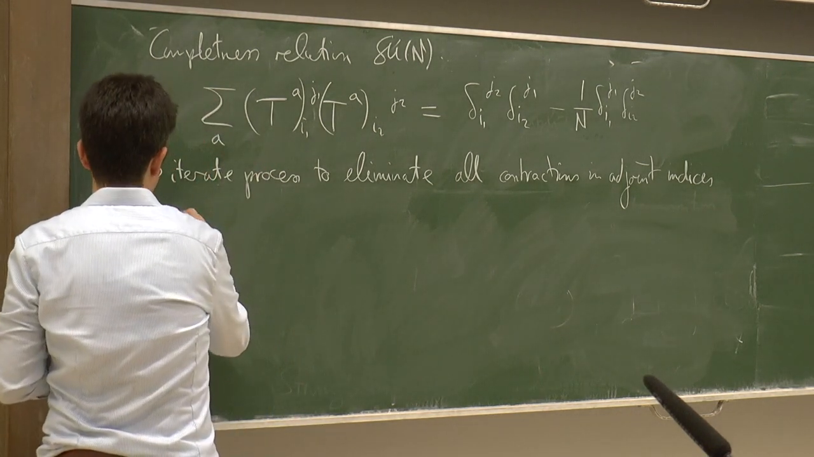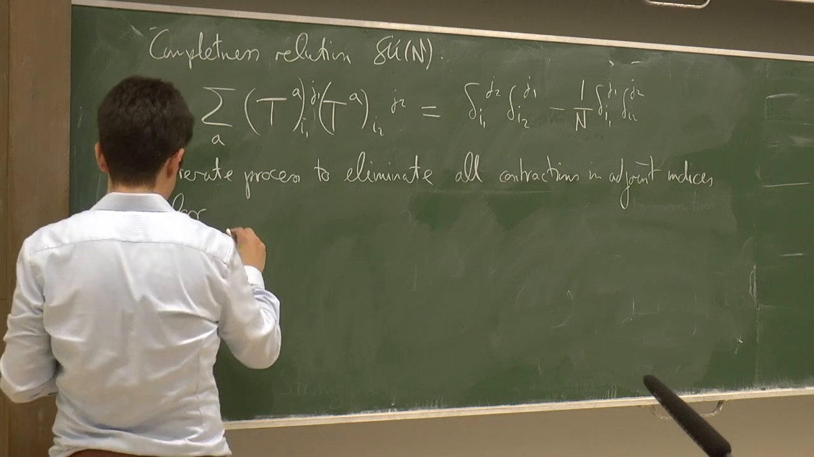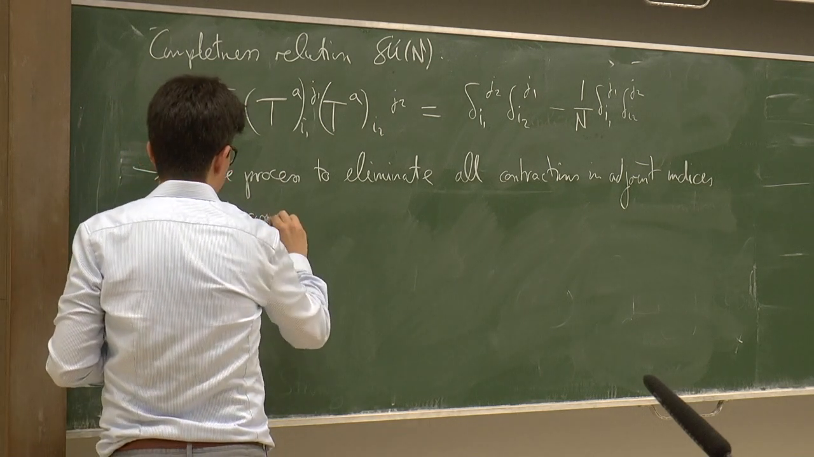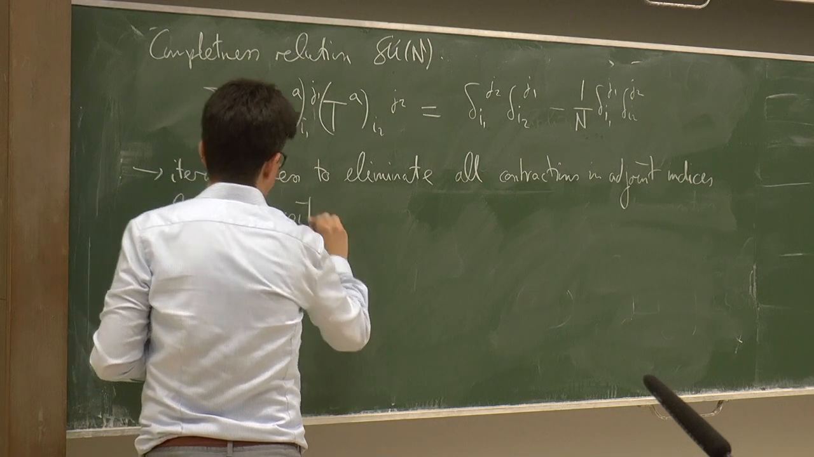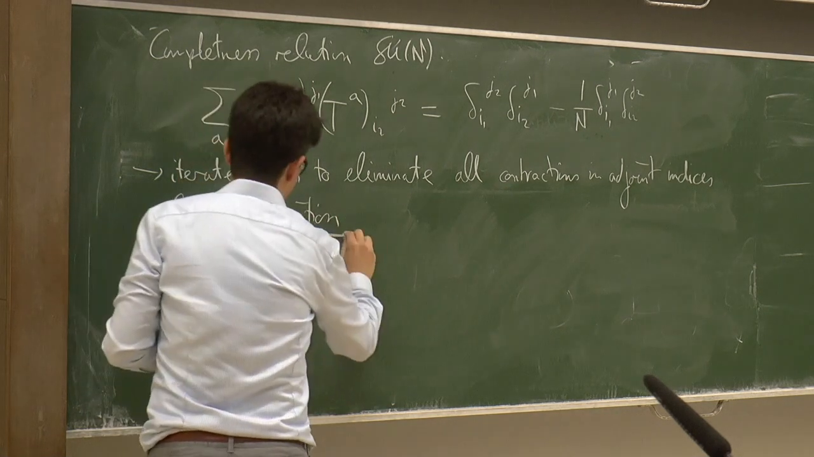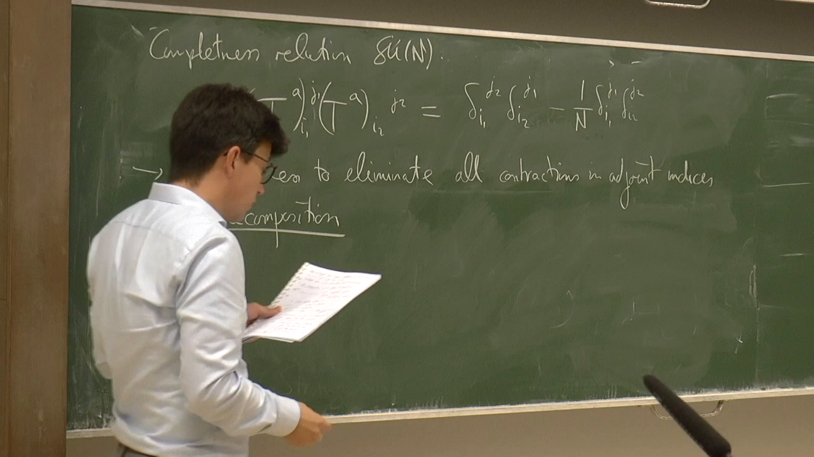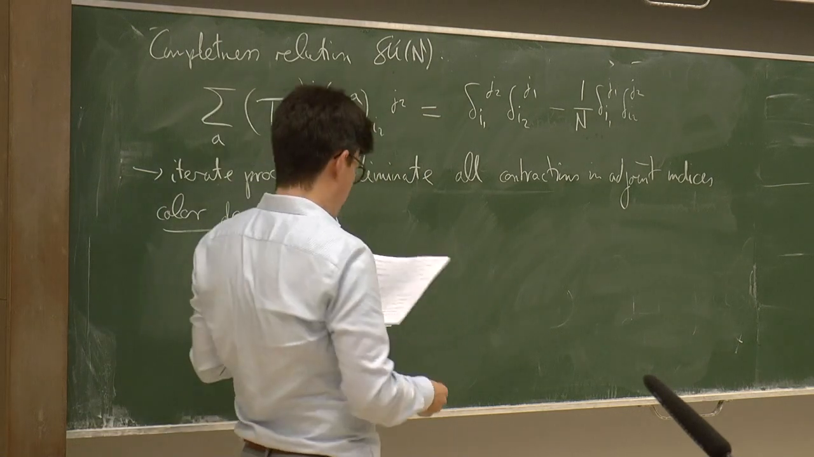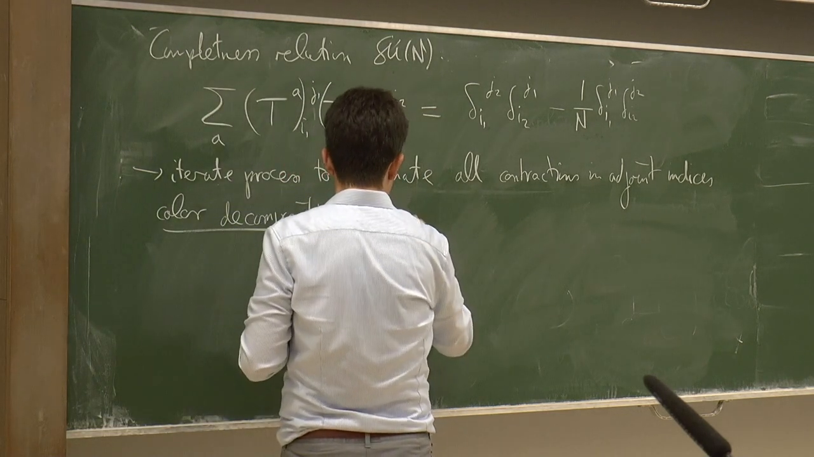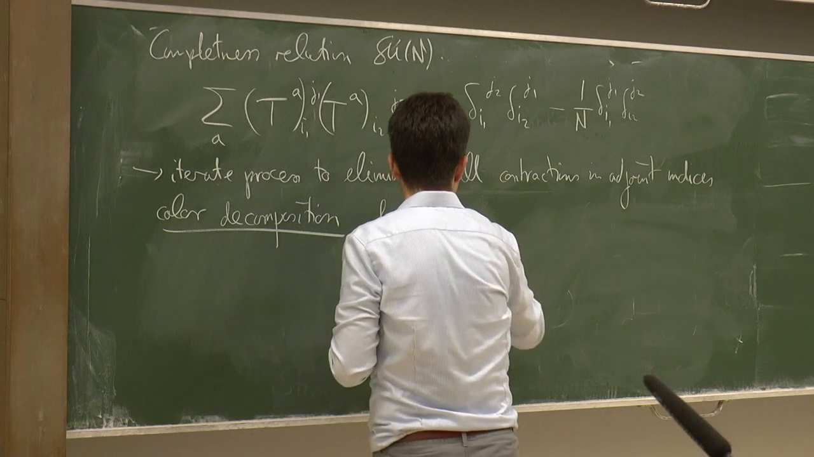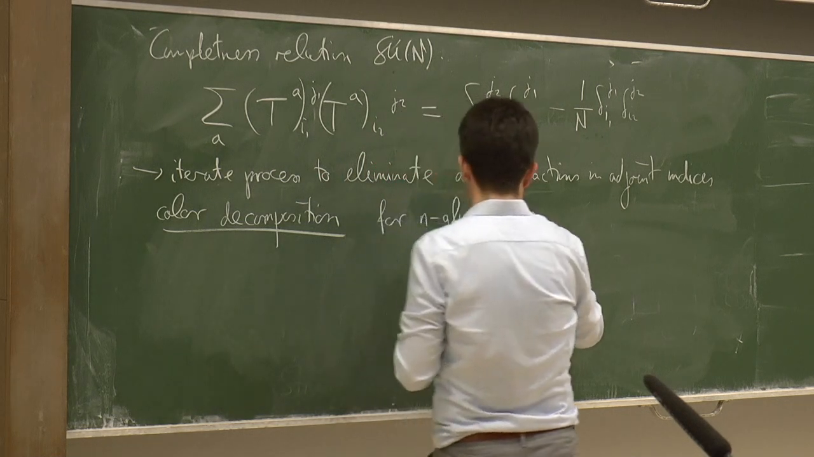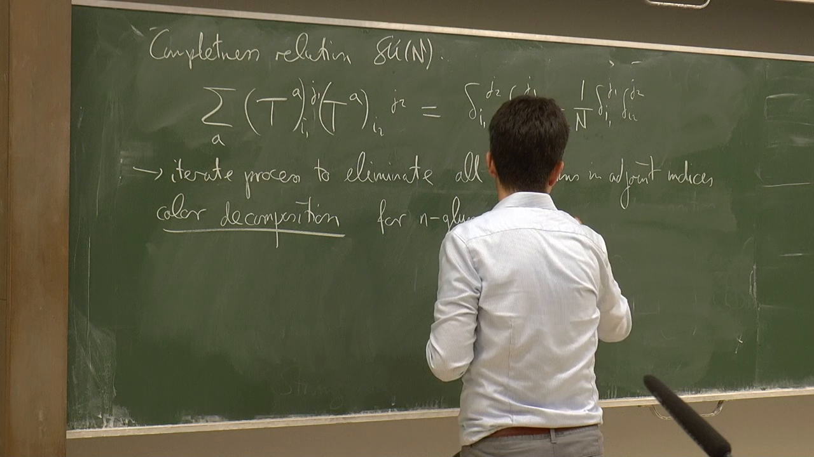So the outcome is the following. We arrive at the color decomposition for amplitudes. And I'm going to quote the result specifically now for tree-level amplitudes. So let's say for an n-gluon tree amplitude.